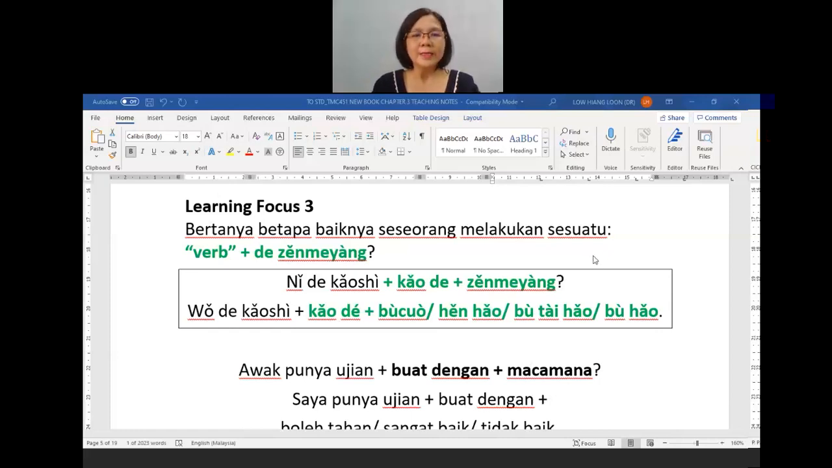好的，现在我们看 learning focus 3。Okay, so here what you need to learn is how good someone has done something. How good or how bad? And the structure that we use is: you do something, do with what level. In Mandarin, for example, you do exam.